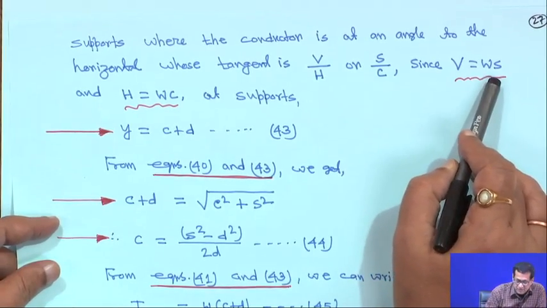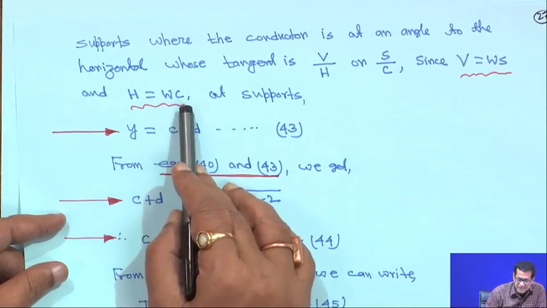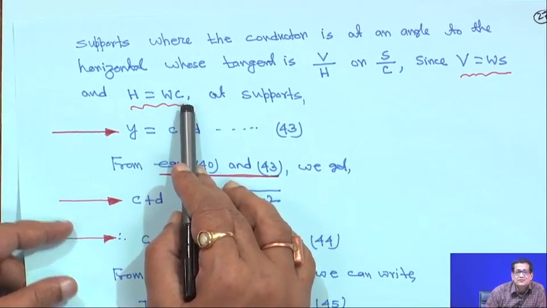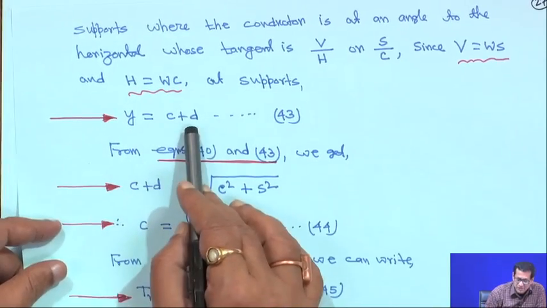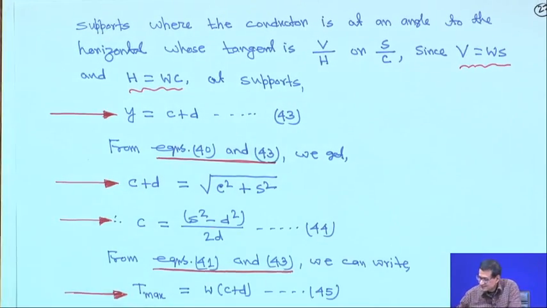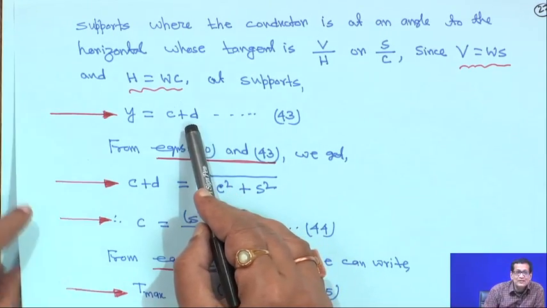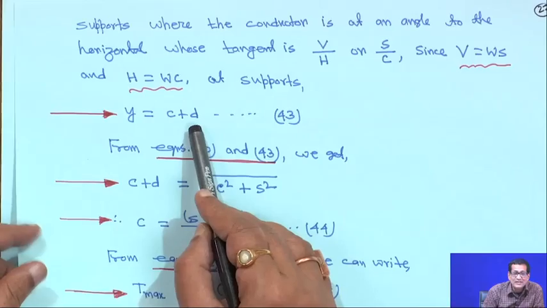So, V is equal to W s and H is equal to W into C, because this is the horizontal one. So, at support, we know that Y is equal to C plus D. From that figure 3, Y is equal to C plus D.